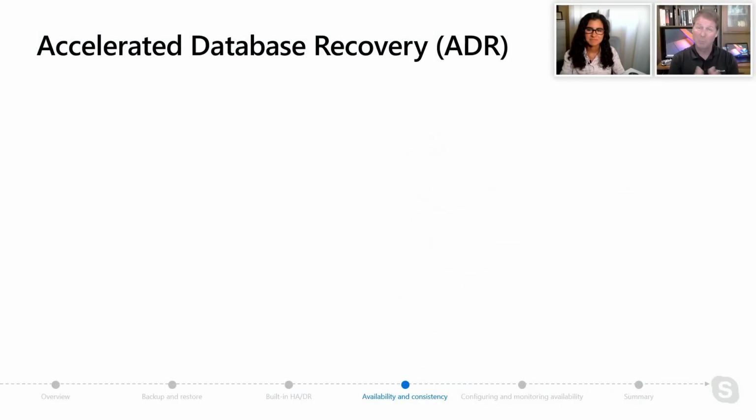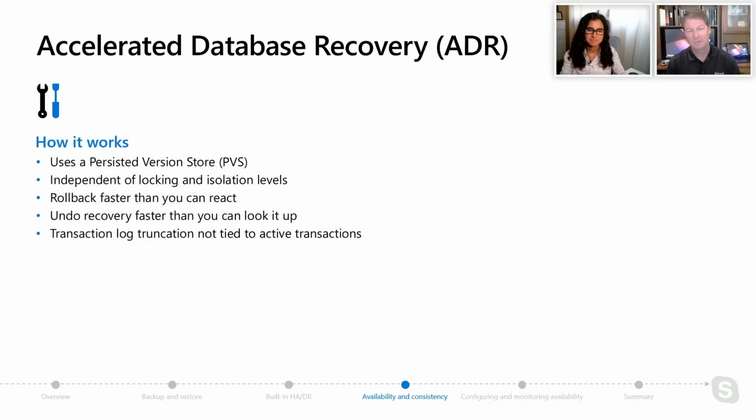So if you look at this technology, this is something we were actually born into the cloud to make sure we can deliver on these SLAs. So let's just take a look a little bit about this. So we use a persistent version store for ADR. This, by the way, works, Anna, in SQL 19 as well. Although you need to turn it on there, it's not on by default. We use it by default in Azure.